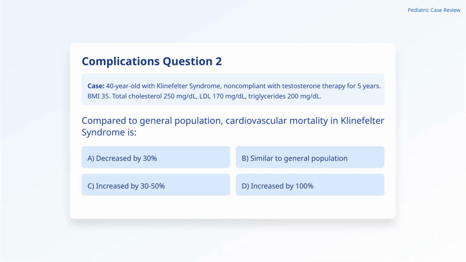Case scenario: a 40-year-old male with Klinefelter syndrome has been non-compliant with testosterone replacement therapy for the past 5 years. Body mass index is 35.